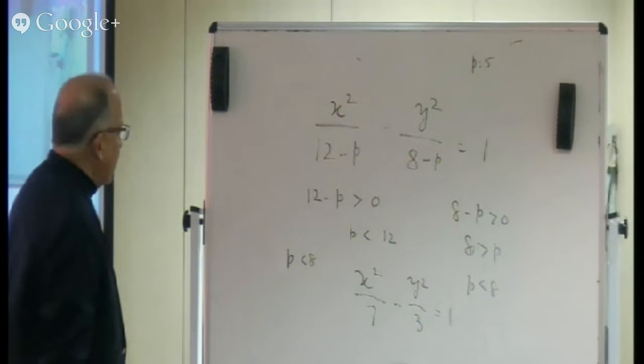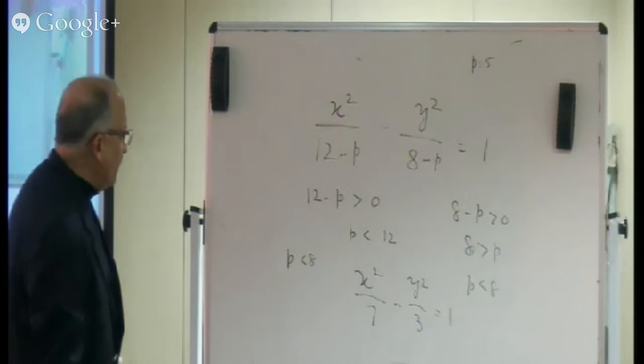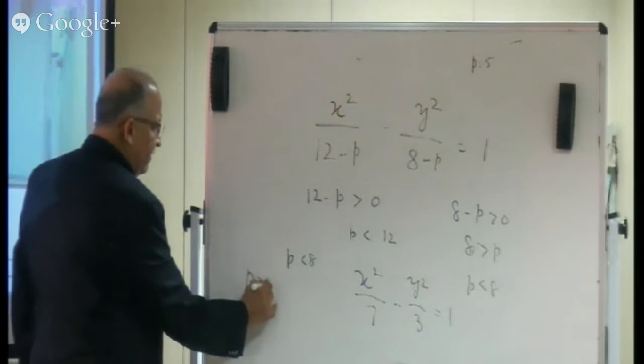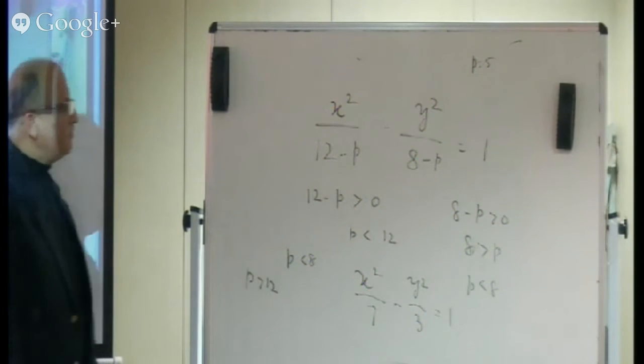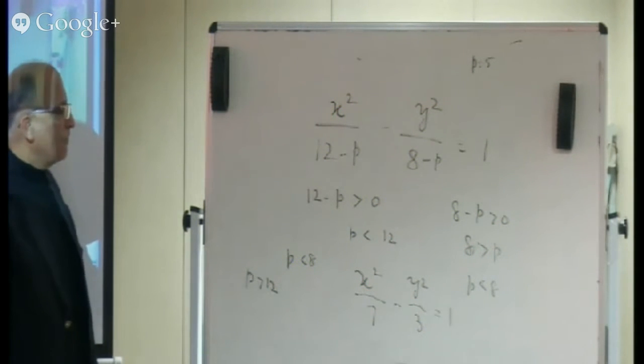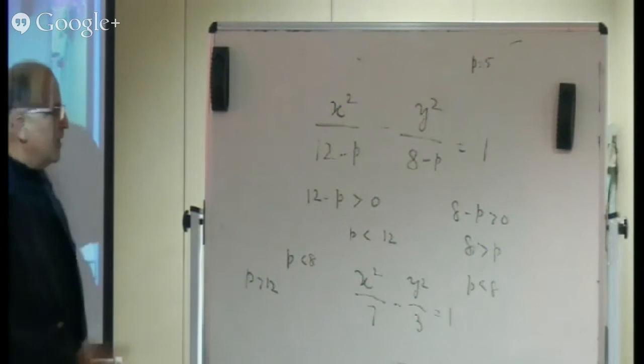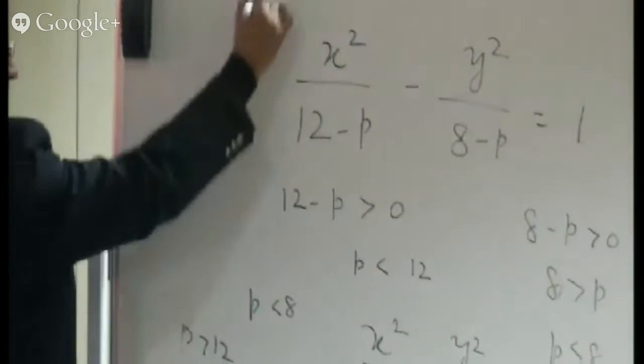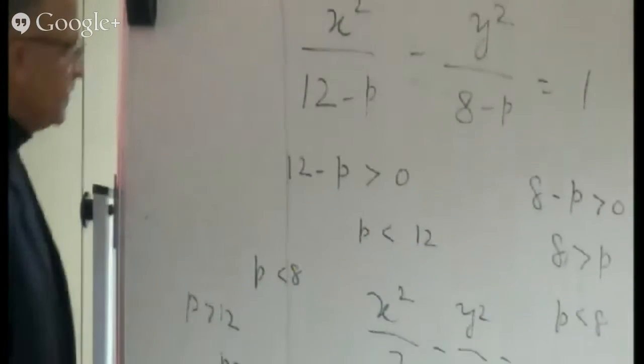Okay. What if I take something greater than 12? Suppose I take p as 13. What will happen?